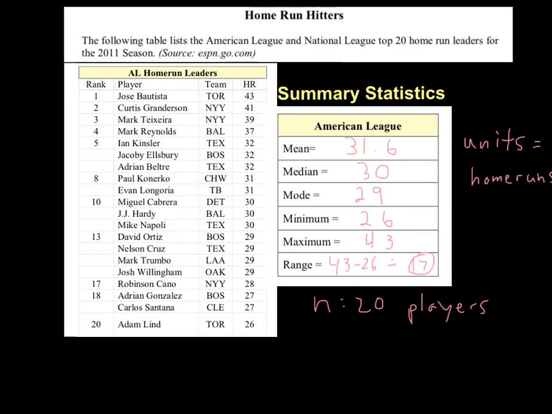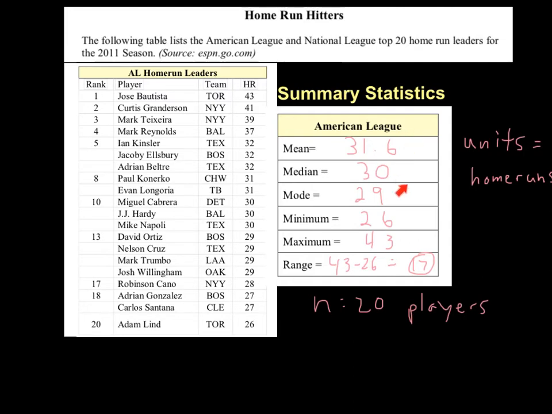I just cleaned up my screen a little bit, and here's what I have. 31.6 for the mean, 30 for the median, 29 for the mode, 26 for the minimum, 43 for the maximum. 43 minus 26 is going to equal 17. There was n equals 20 players, right, the number of items that we have, and our units is home runs.